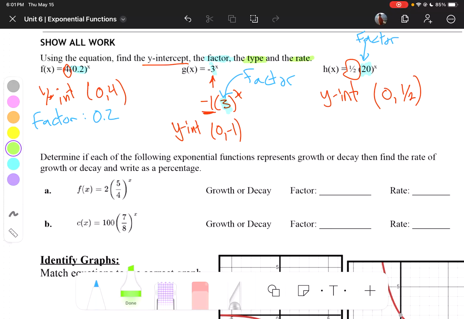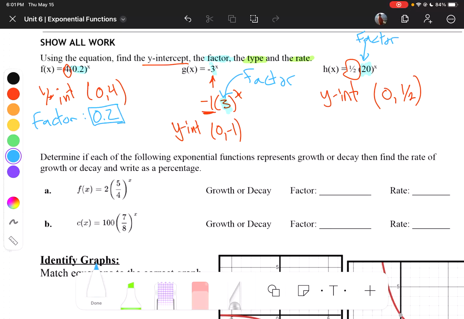So the type. Type is going to be super fast to identify. Is your factor less than 1? Is that less than 1? Yes, so that is decay. Is 3 less than 1? No. That is growth.